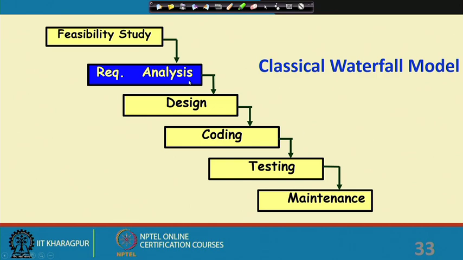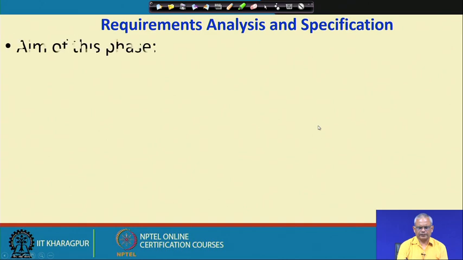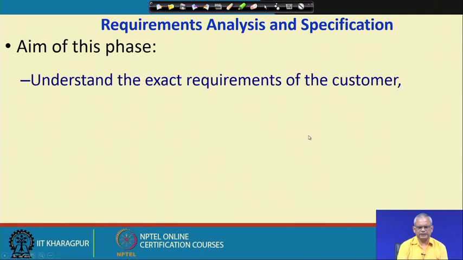So, look at requirement analysis and specification. The main aim of this phase is to understand the exact requirements of the customer and then analyze the requirements, find out if there are any difficulties or problems in the requirements, eliminate all the problems, and then document this properly.